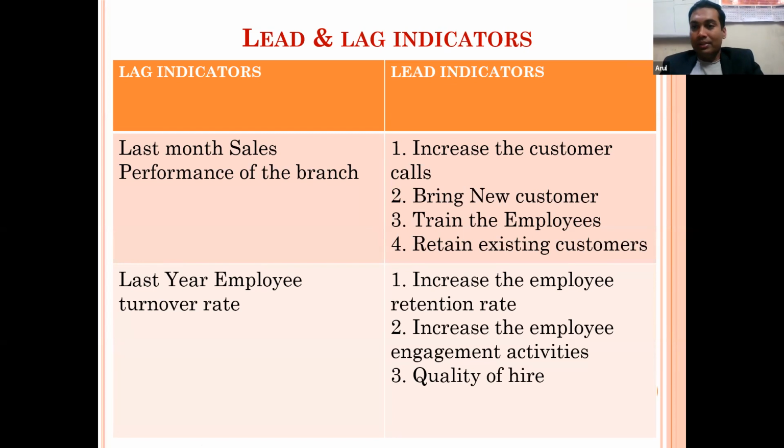Right. So now you got the point. What about the lagging indicator and what about the leading indicator? Last month's sales performance cannot be changed, so it is a lagging indicator. But how can I improve the business performance? Increase the customer calls, a leading indicator. Bring new customers, an indicator. Train employees, training is an indicator. Retaining existing customers, an indicator.